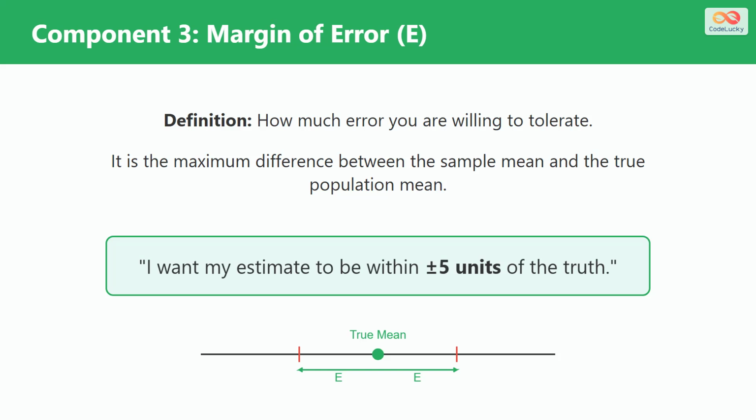Finally, we have E, the margin of error. This is your precision target. For example, if you are measuring weight, you might say, I want to be within 5 pounds of the true average. That 5 pounds is your E.